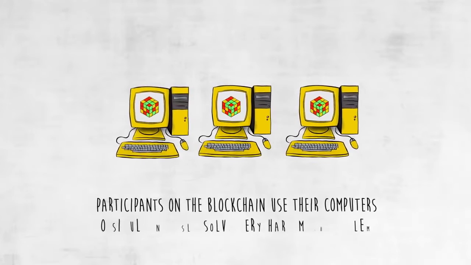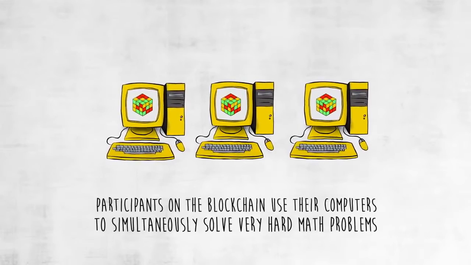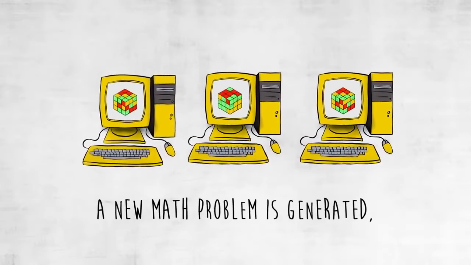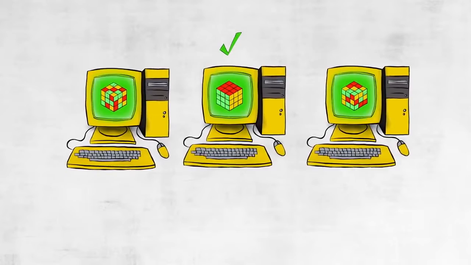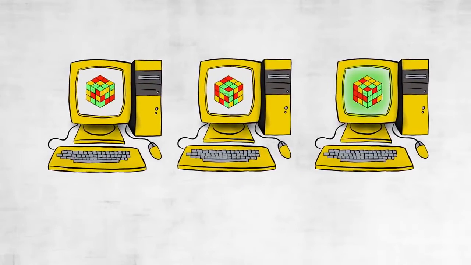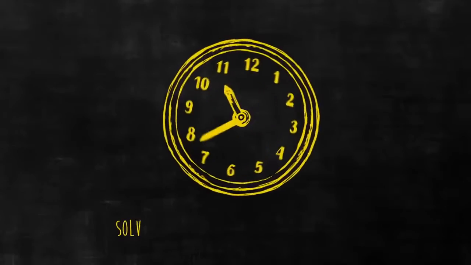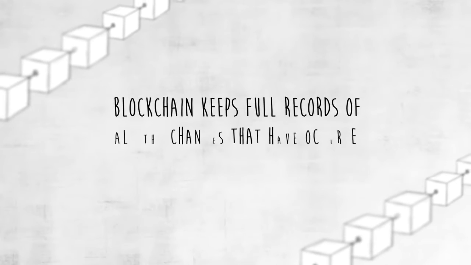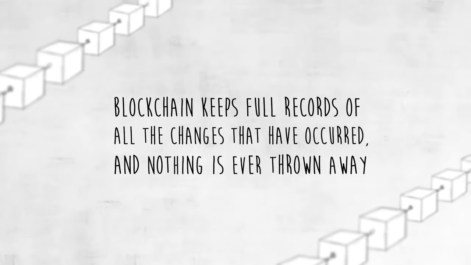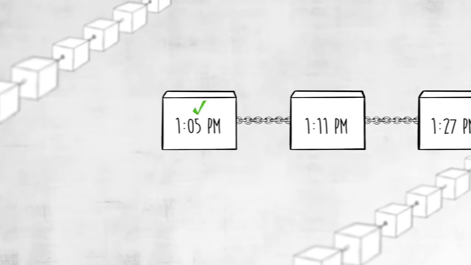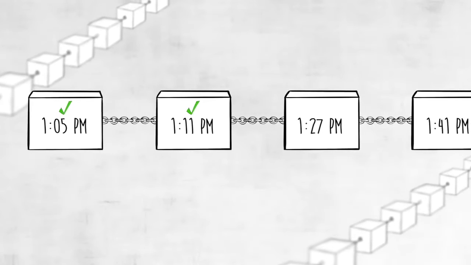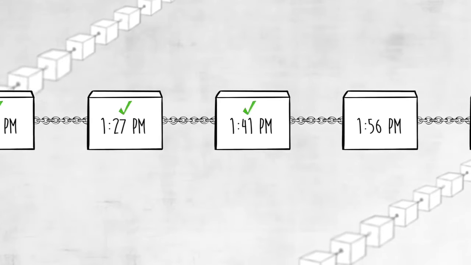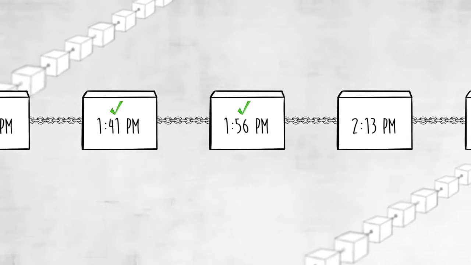Participants on the blockchain use their computers to simultaneously solve very hard math problems. When one node successfully solves a math problem, a new problem is generated, and all the computers on the network switch from solving the old problem to solving the new problem. Solving hard math problems takes time, but because blockchain keeps full records of all the changes that have occurred and nothing is ever thrown away, the sequence of answers combined with the times the answers were sent out to all the other nodes on the network allows the entire network to validate that the data hasn't been tampered with.